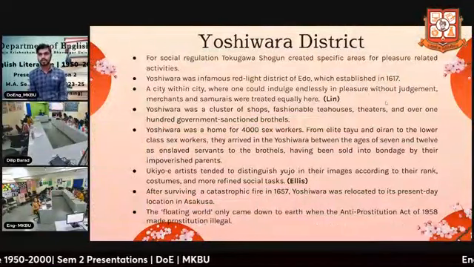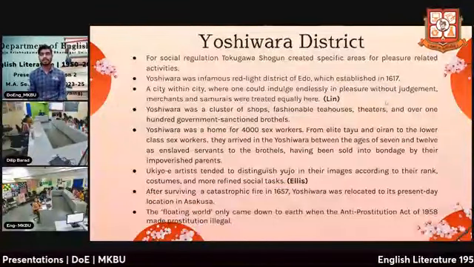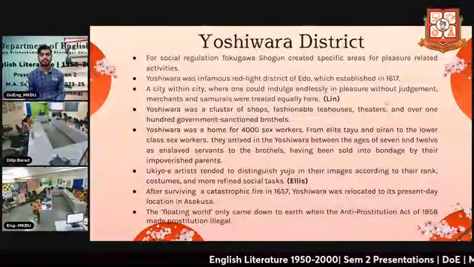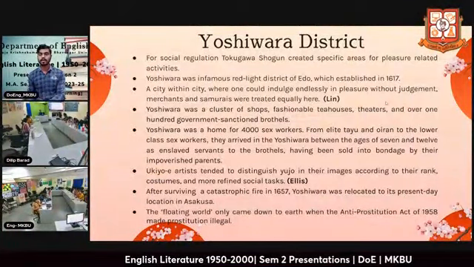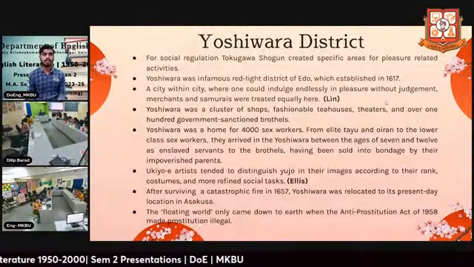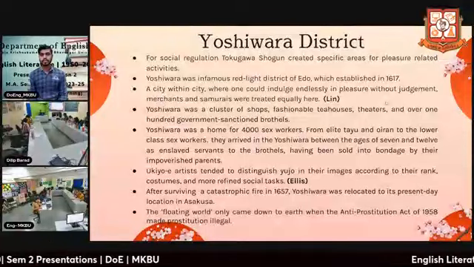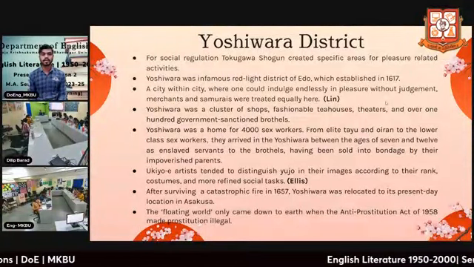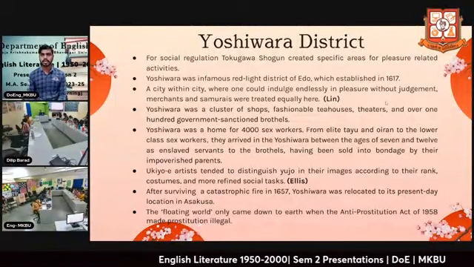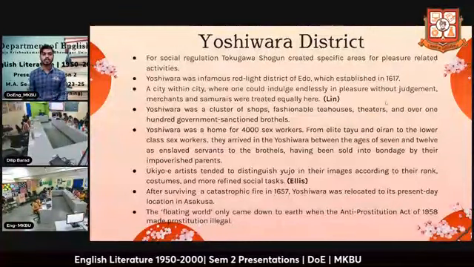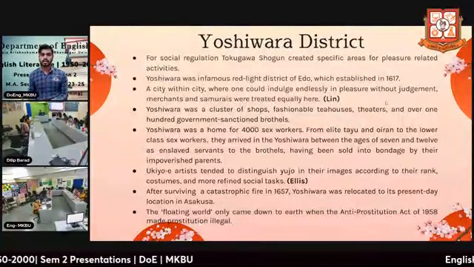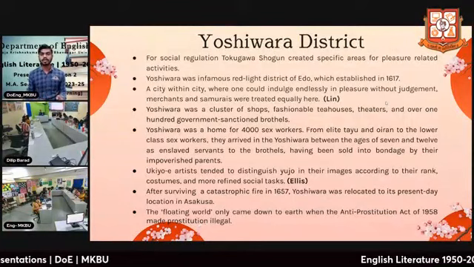Okay, so the Yoshiwara district. Yoshiwara district is one of the infamous red light districts during the Edo period of Japan, alongside the one in Kyoto. And third one, social regulation. Tokugawa shogunate created specific areas for pleasure-related activities. The Yoshiwara district was a licensed red light district. Tokugawa Ieyasu himself gave license to this district, and this is kind of a city within the city.